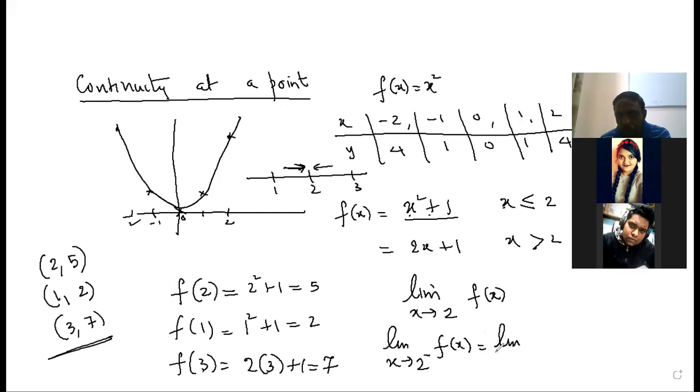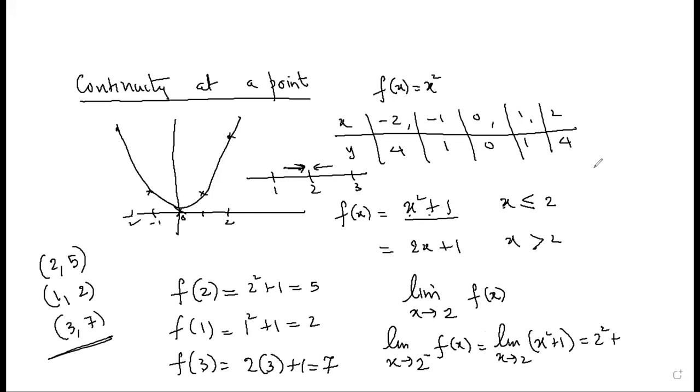And at that time, what will be the value of limit x tending to 2? When x is less than 2, the function is x square plus 1. So my answer became 2 square plus 1, which is equal to 5. Now I'll calculate the right hand limit, that is limit x tending to 2 plus.